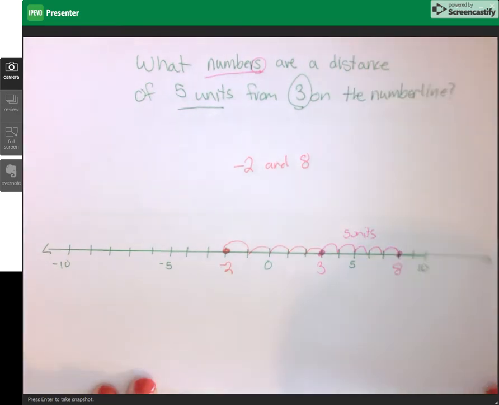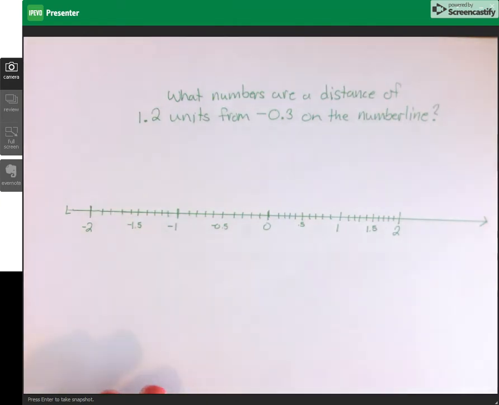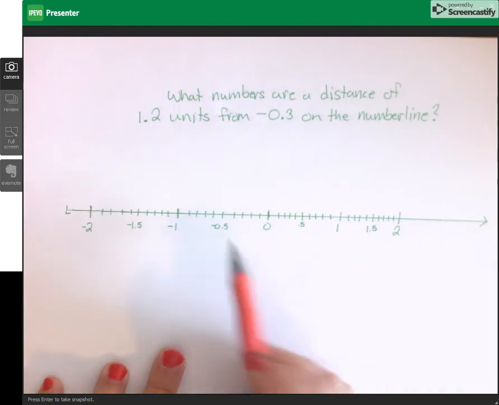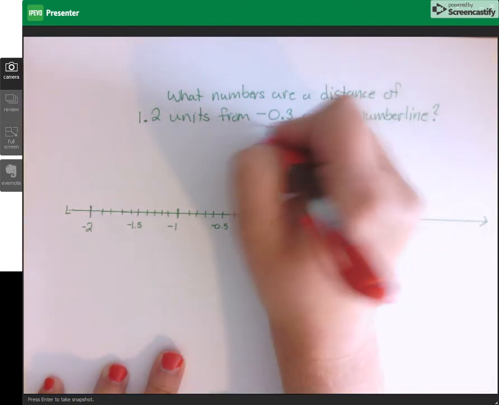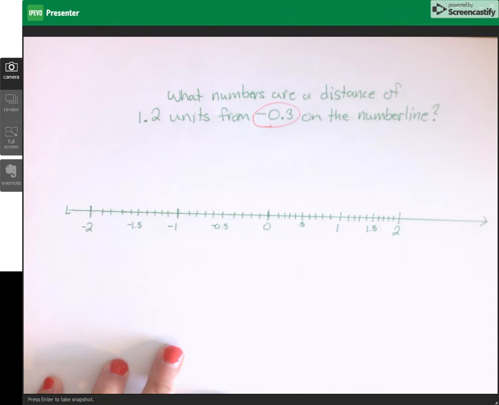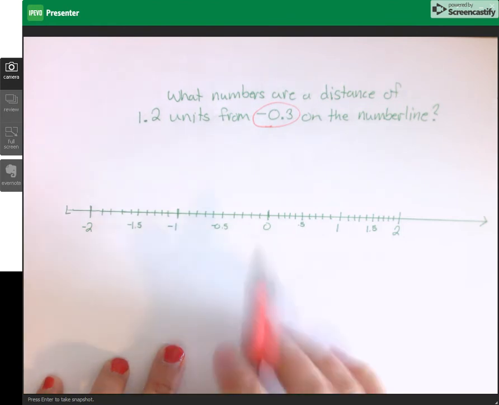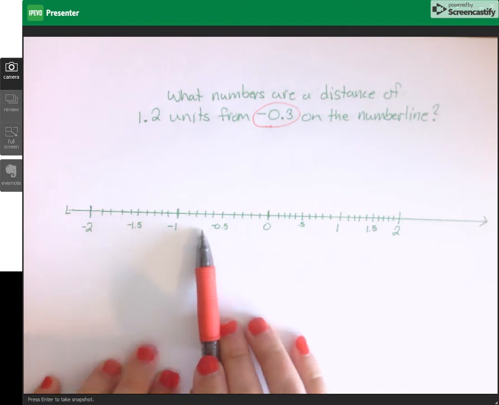So let's look at another example. This one says, what numbers are a distance of 1.2 units from negative 0.3 on the number line? So now we're going to look at some decimals here. We're not always going to see things as whole numbers. So we want to start with the same thing. We're going from negative 0.3 on the number line. So let's look at our number line and find out what we have.